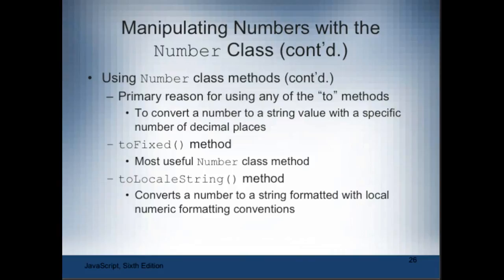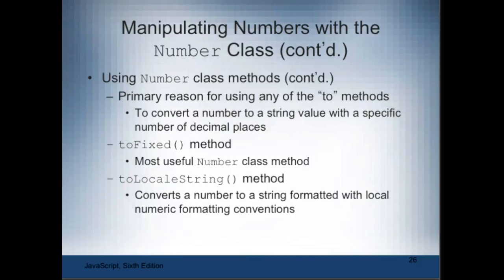The primary reason for using any of the methods listed in the preceding table is to convert a number to a string value with a specific number of decimal places that will be displayed to a user. If you don't need to display a number for a user, there's no need to use any of these methods. The most useful Number class method is the toFixed method, which you can use to display a numeric value with a specified number of decimal places.